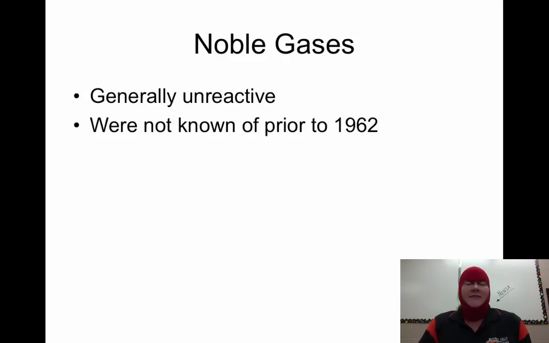Your noble gases are the very last column on the periodic table, column 18, also known as 8A, and are very unreactive. They are so unreactive that they weren't even known of prior to 1962 because they weren't part of compounds. They were discovered late. Once one was discovered, several were discovered after that.